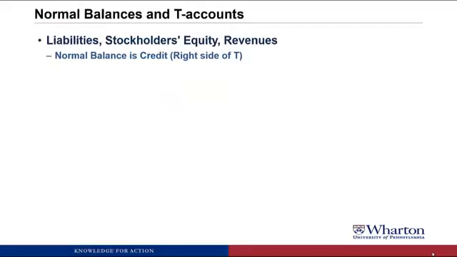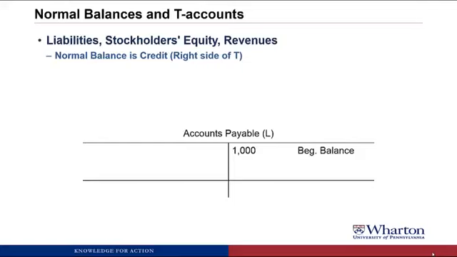Now let's look at accounts that have a normal balance on the credit side. Liabilities, stockholders' equity, and revenue have normal balances that are credits, which sit on the right side of the T account. If we look at an example of a liability like accounts payable, this is money that we owe our suppliers based on raw materials that we've received in the past.